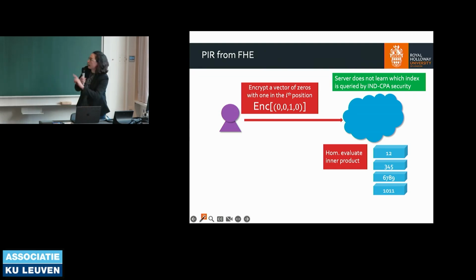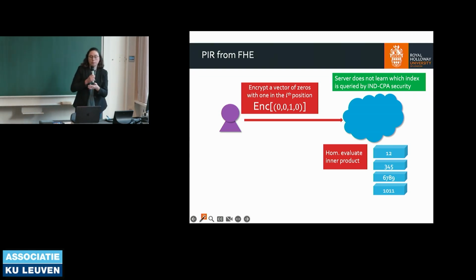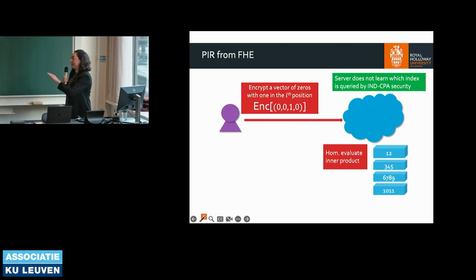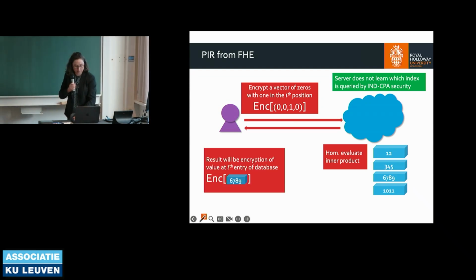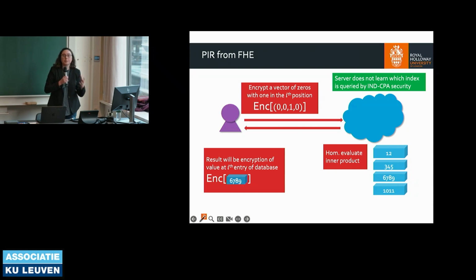But we can take this ciphertext, and the server can homomorphically evaluate the inner product of this ciphertext and this database. That gives you an encryption of 0 times 12 plus 0 times 345 plus 1 times 6789 plus 0 times 1011. It's still an encryption, so the server doesn't know what the result is encrypting, but they've got this output ciphertext that they can send back to the client. Because we've evaluated an inner product with zeros everywhere except the 1 point that we want, it's an encryption of the value that they want. And they can decrypt it.